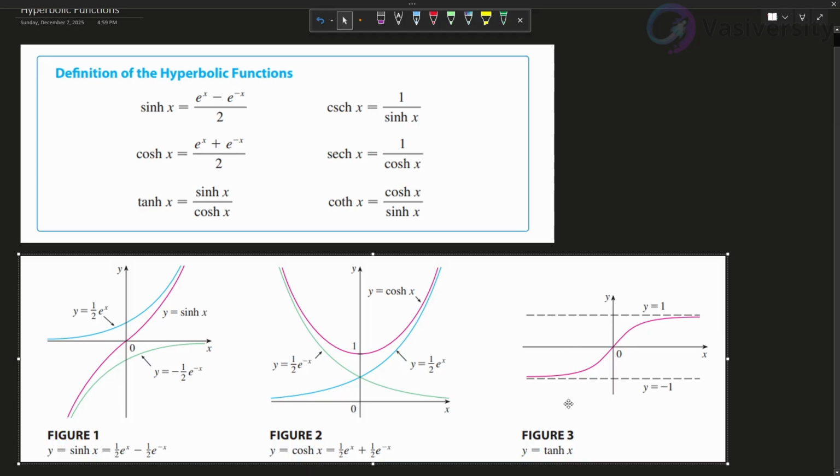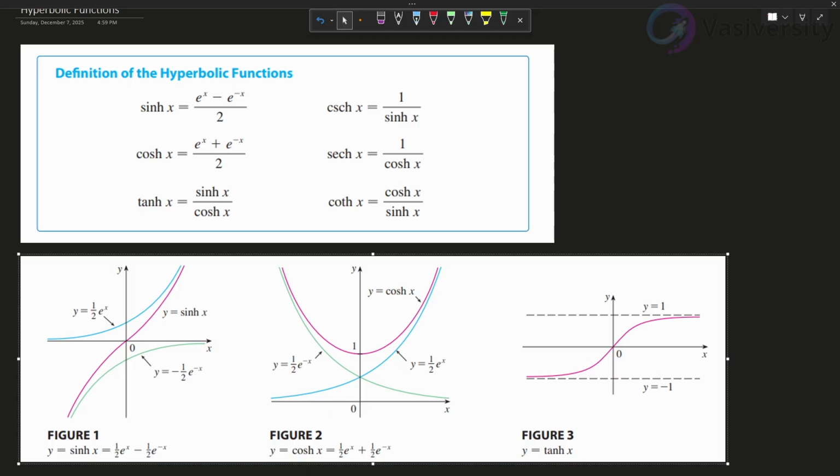And then for the hyperbolic tangent, this is going to be the function where we can see we have two asymptotes, right? So if we approach infinity, x going to infinity, we are going to approach 1. If we approach negative infinity, we're going to approach negative 1.